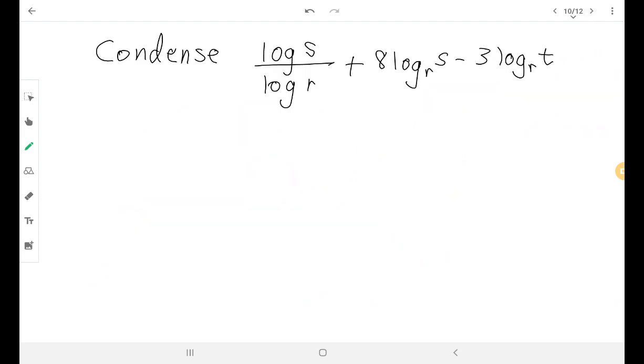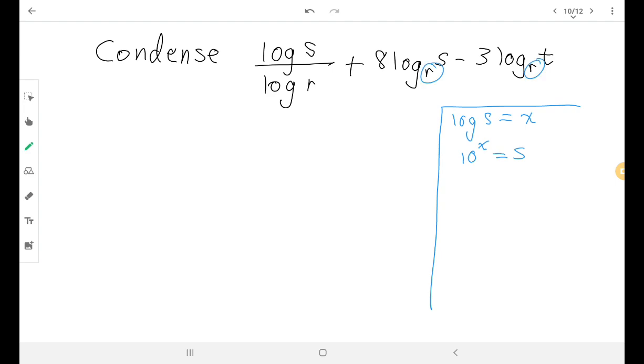All right, let's condense this. Now this one's going to take a little more work because of this, okay? How do we deal with that? Well, let's look at some side work here. Let's suppose that log of s, the common log, that is log base 10, equals x. Then that would be base 10, 10 to the x, equals s. And I could do something clever here.